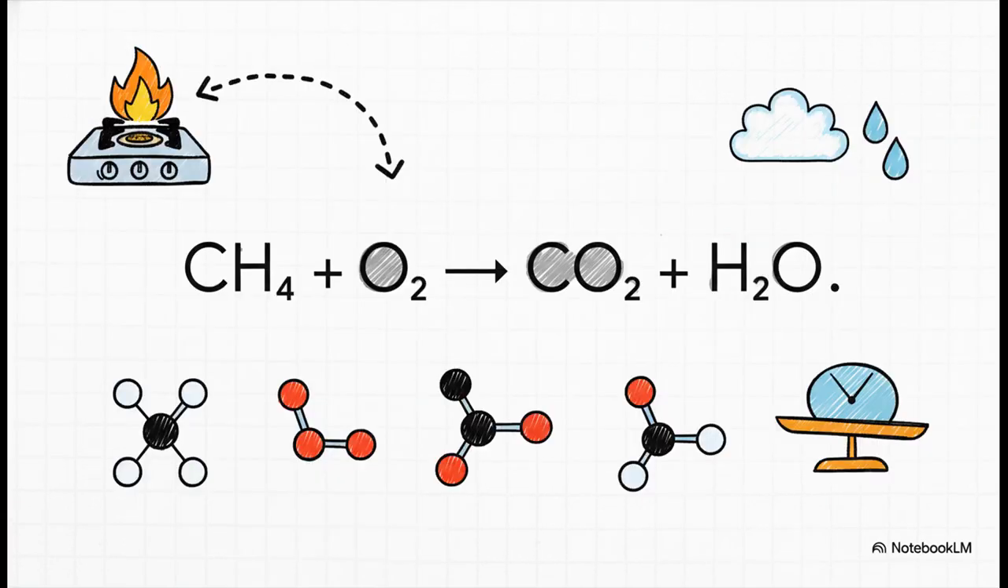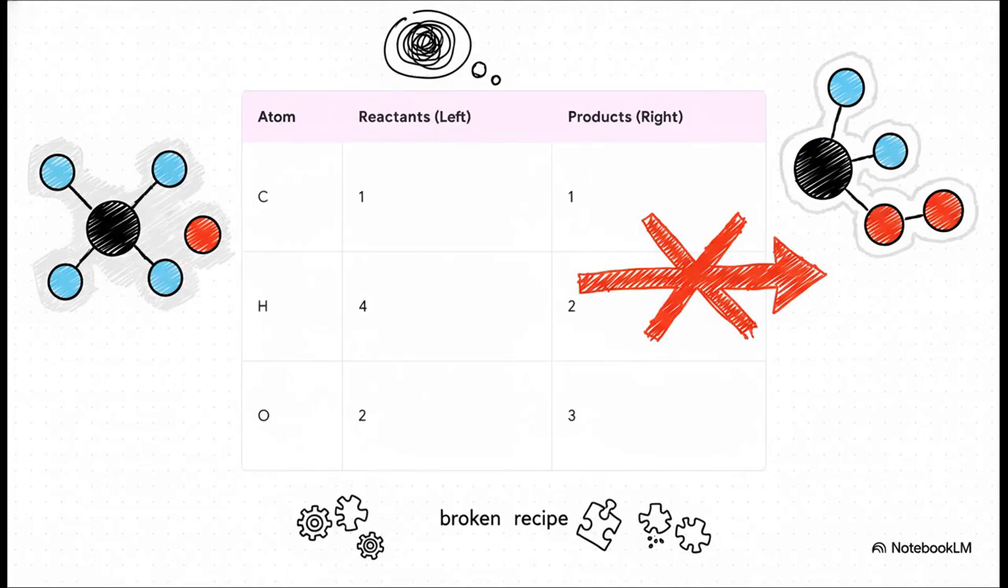All right, let's put this method to the test with a totally new example, the combustion of methane. This is basically what happens when you light a gas stove or a furnace. We've got methane, CH4, reacting with oxygen, O2, and that produces carbon dioxide, CO2, and water, H2O. Okay, time for our atom inventory. Let's see what we've got.